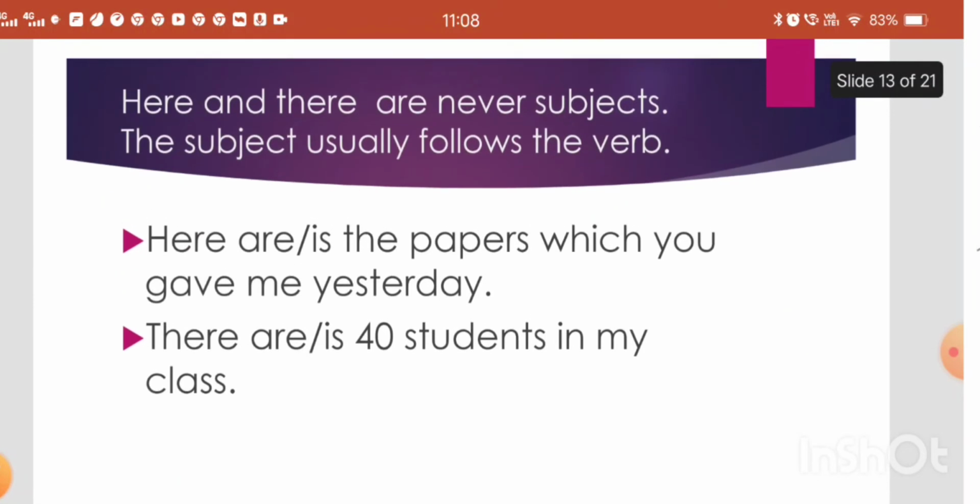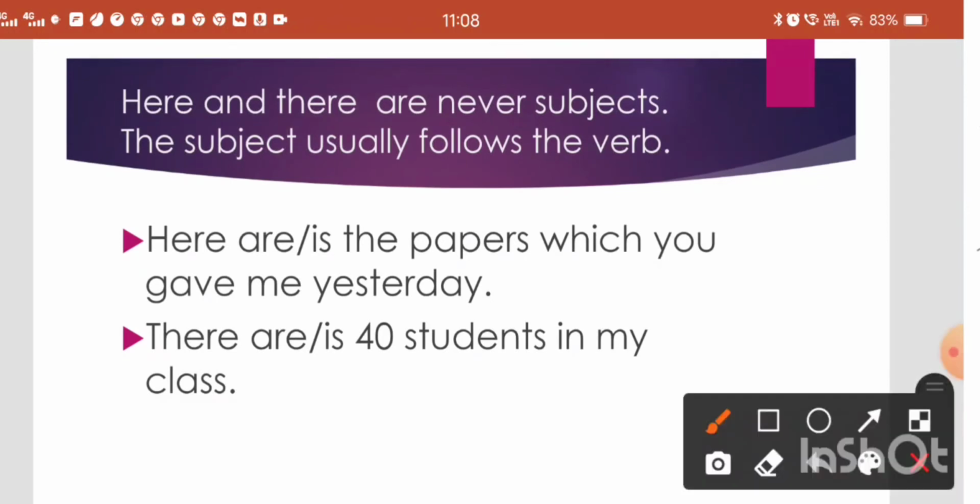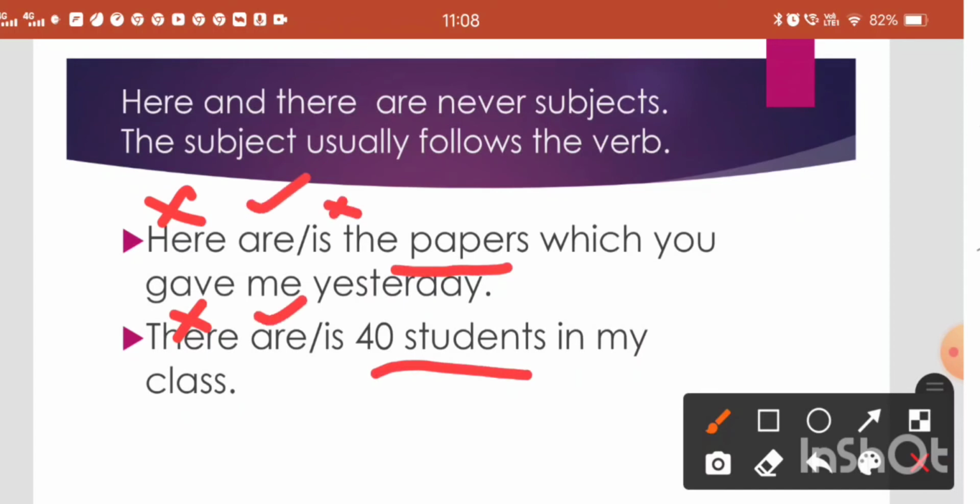This is also important: here and there. Here and there are never subjects. The subject usually follows the verb. The sentence begins with here or there, but they are not subjects. So where are the subjects? After the verb: the papers and 40 students. Plural in number, so are is correct. In both cases, is is wrong.